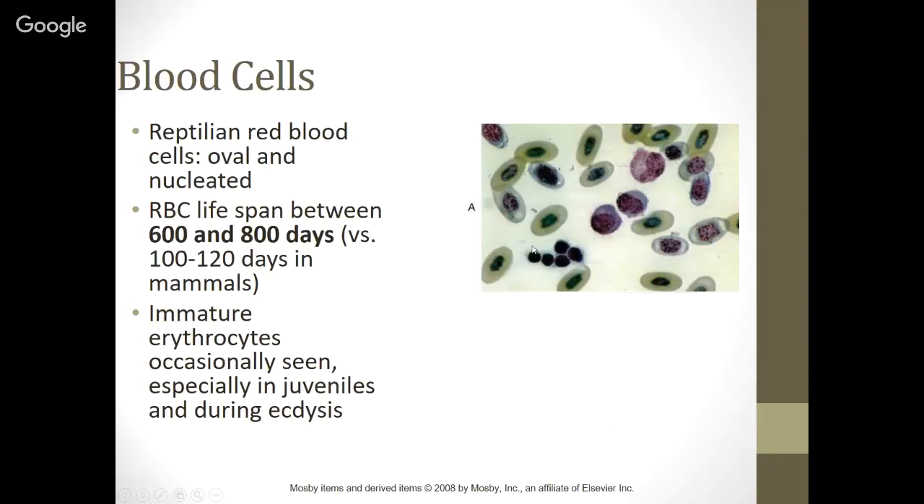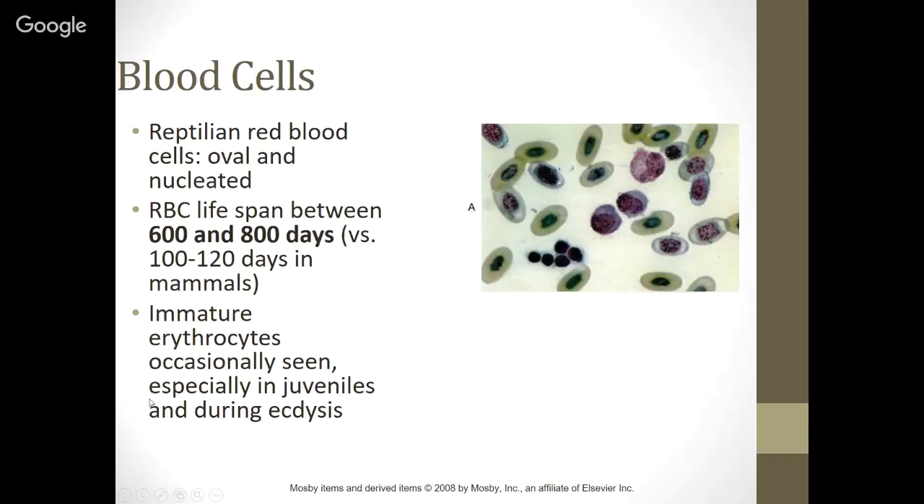Their blood cells look like avian blood cells. Their red blood cell is oval and nucleated. They have a really long lifespan, between 600 and 800 days. For several years, this red blood cell can live within the body. And that just has to do with the fact that they have a very low metabolic rate.